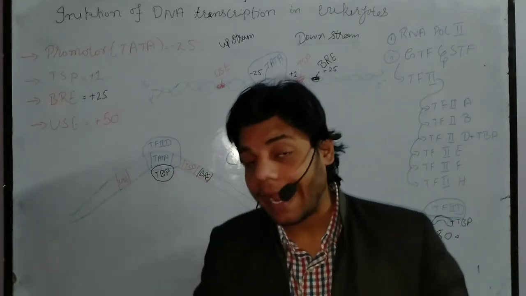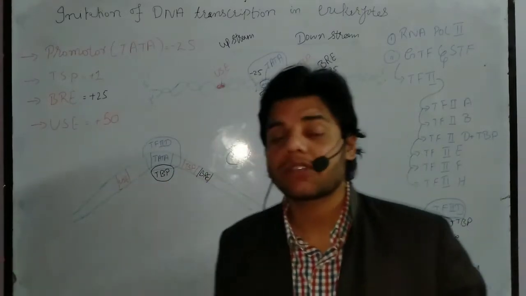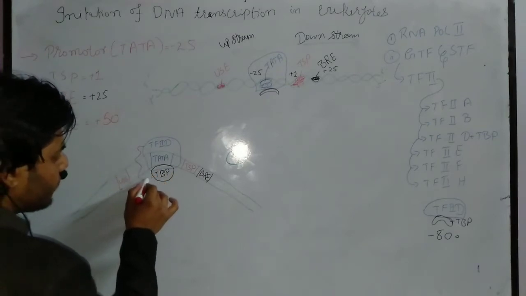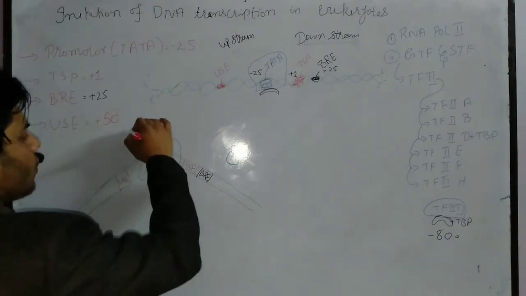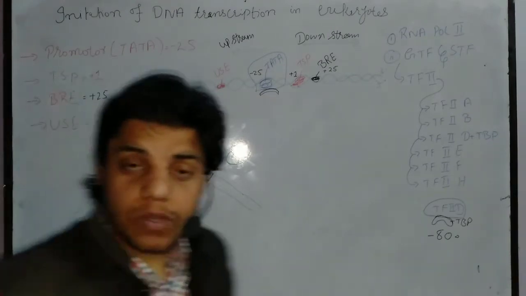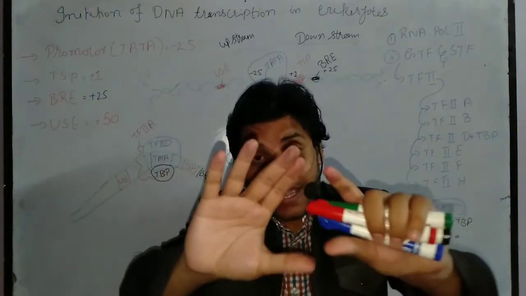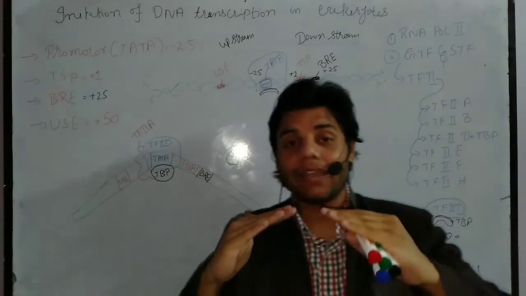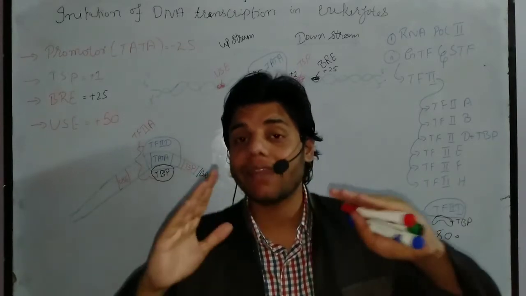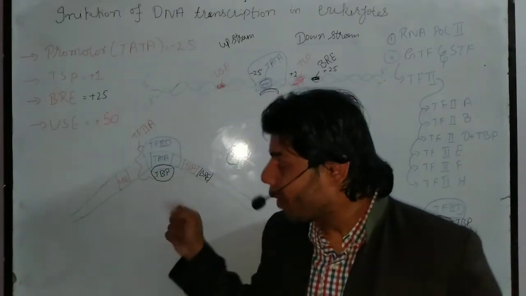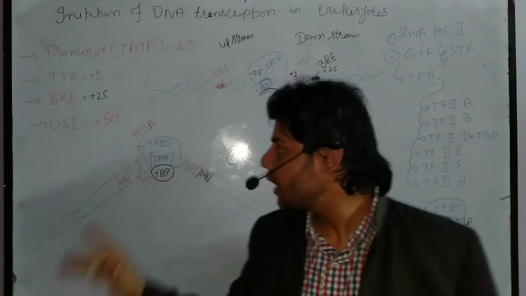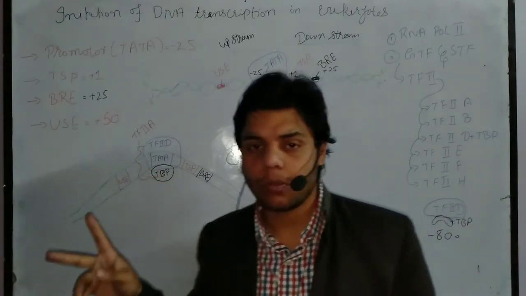It will recruit another transcriptional factor, which we call transcriptional factor 2A. So this is the transcriptional factor 2A. Once transcriptional factor 2A is recruited here, it will stabilize the bending form of the DNA structure. As you can see, now the bending form of the DNA structure is stabilized. Once it's stabilized, it will not go back to its original position. So it prevents the DNA from returning to its original position.